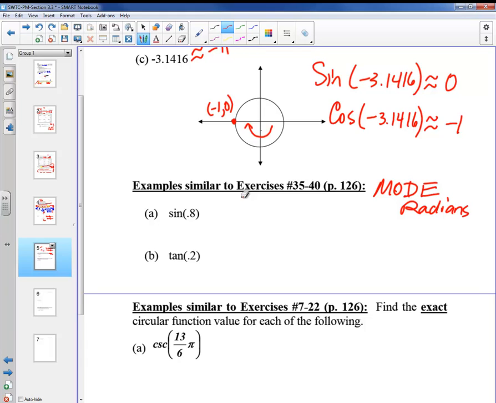So now we just take sine of 0.8. And let's say we take 4 decimal places. So I have 0.717356. So that will be 0.7174. But make sure you are in radian mode. Then tangent of 0.2, and that will be equal to 0.2027. The next one is a 1, so I would stop right there.